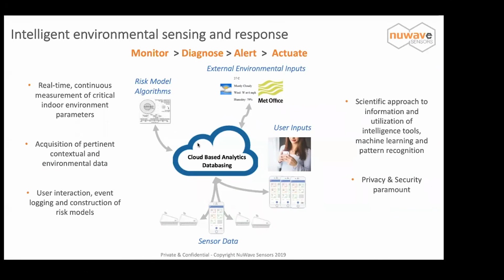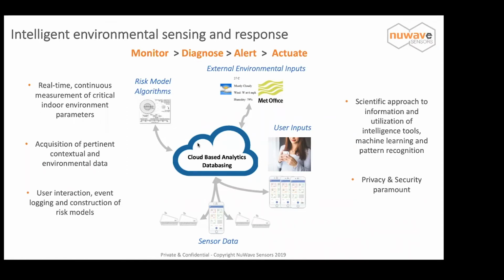So, what I'm saying here is you can take environmental measurements that are intelligent. They can be real time. They need to be continuous. They measure the critical things that are important, depending on the things you're trying to protect against. You may acquire additional pertinent contextual environmental data, such as the time of year, the weather, has it been pollen, daytime or nighttime, has it been raining or not. Then interaction from users. So you can also get users to say how they're feeling. Is there a progression of coughing? Maybe log those events.